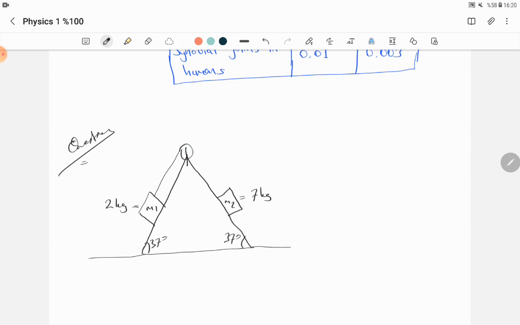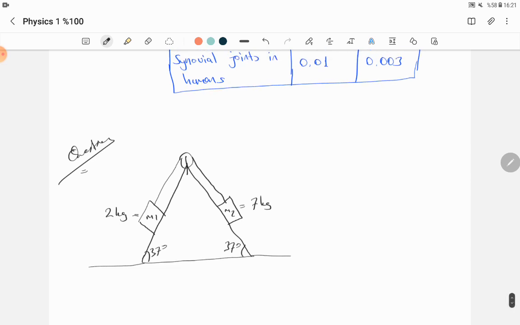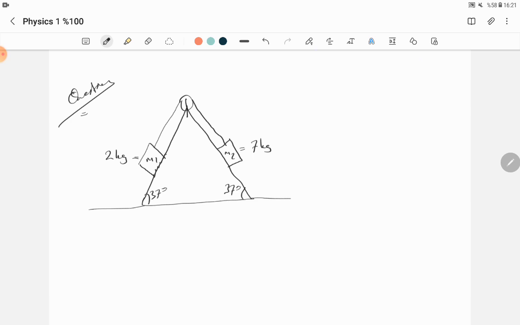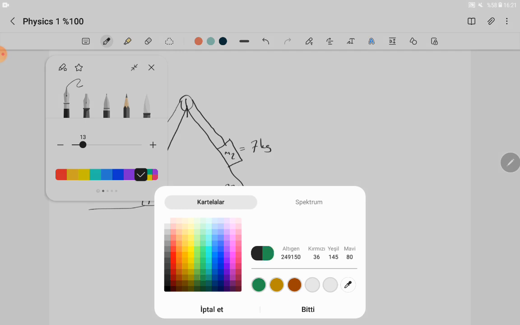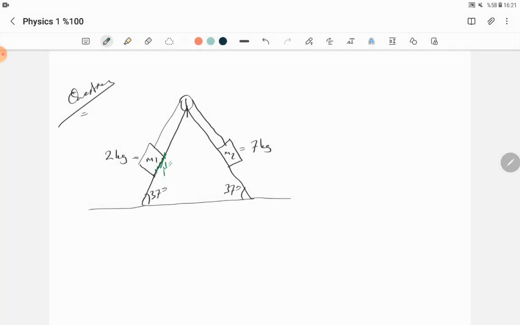And these two masses are connected with a cord. If there is no friction coefficient between the masses and the surface, yes, mu equals 0 and also mu equals 0.